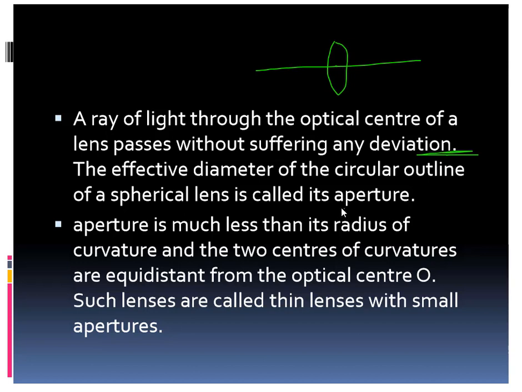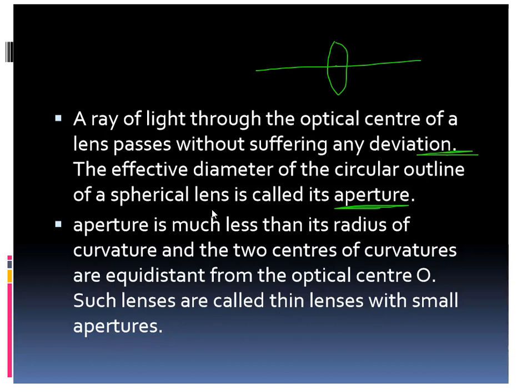Okay, so what is aperture? We will see in the next picture. The effective diameter of the circular outline of a spherical lens is called aperture. Aperture is much less than its radius of curvature, and the two centers of curvature are equidistant from optical center O. Such lenses are called thin lenses with small aperture.